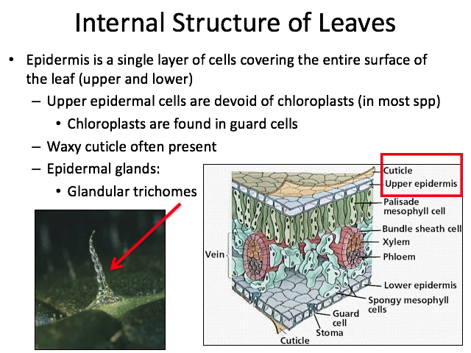We often find epidermal glands on the surface of the epidermis as well, and these are often found on hairs called glandular trichomes. These often serve the purpose of keeping insects from eating the leaves because the hairs contain chemicals that taste very bad or they are poisonous.